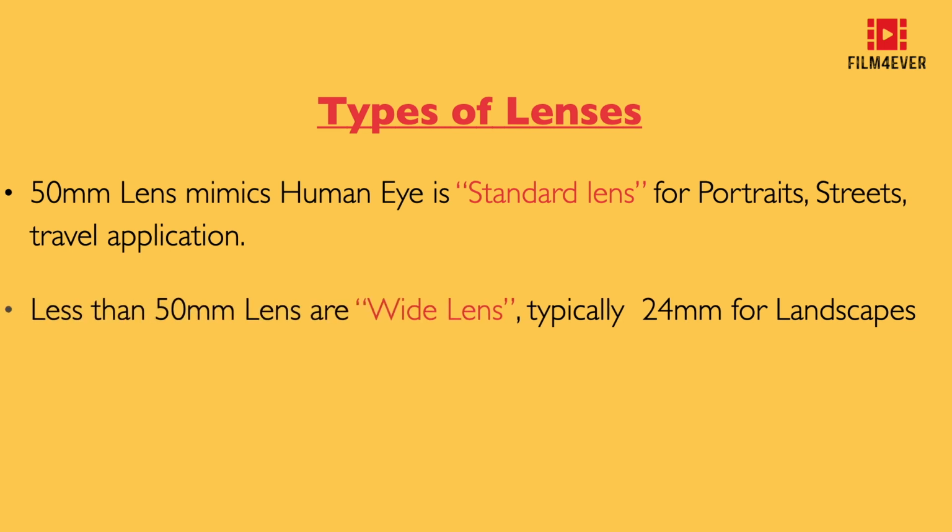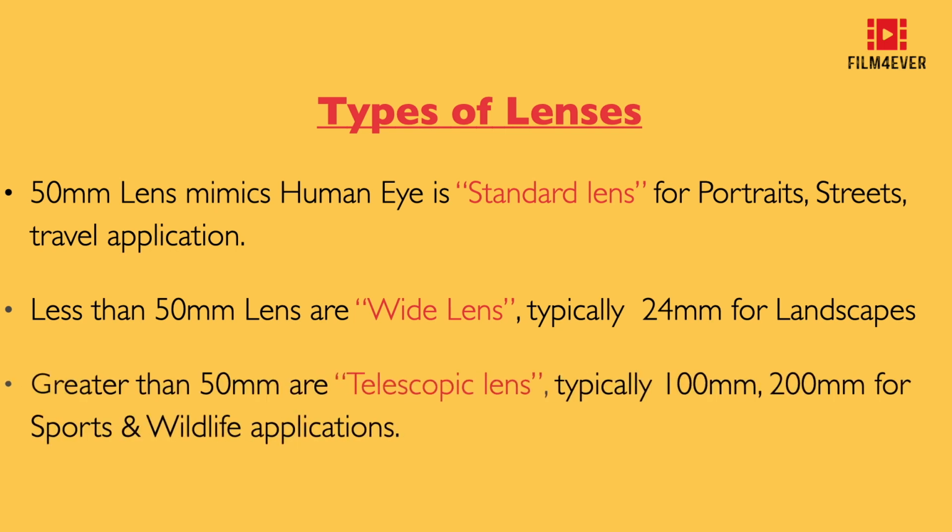Another category of lens is the wide lens. As the name suggests, it covers a wide area, typically landscapes. Wide lenses are less than 50 mm. Focal lengths used for wide lenses are 16 mm, 24 mm, etc. The third category of lenses is the telescopic lens, which is greater than 50 mm. As the name suggests, it acts like a telescope, that means for viewing far objects. Typically 100 mm, 200 mm, 300 mm lenses are telescopic lenses used for sports and wildlife applications.